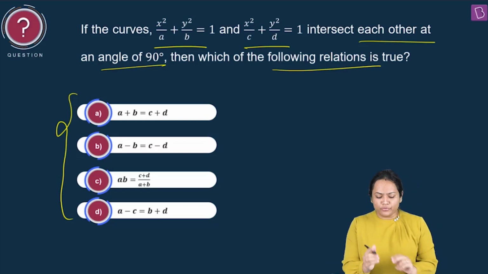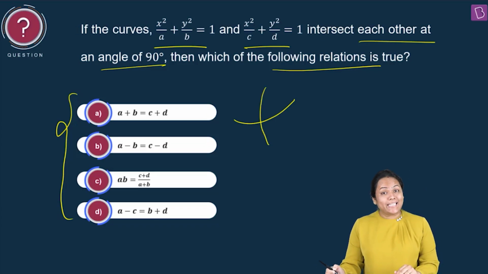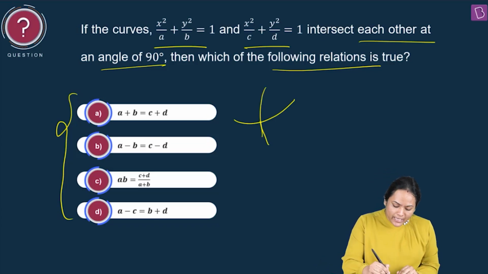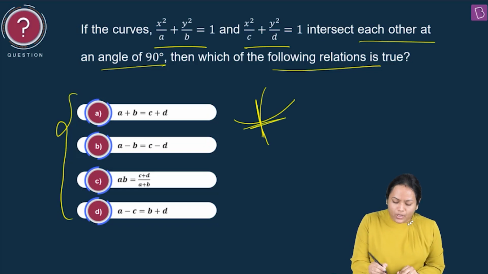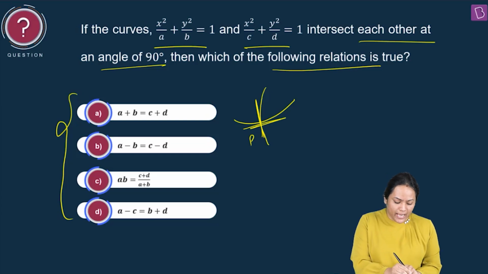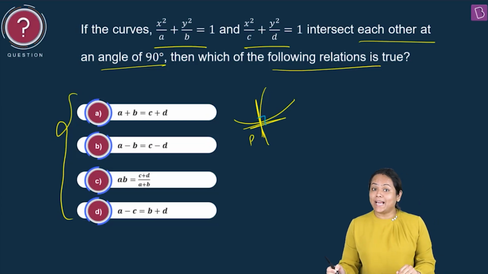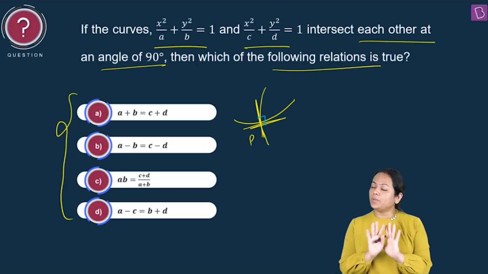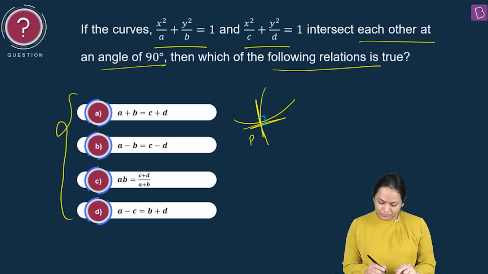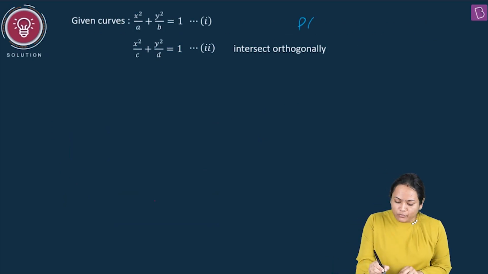Now guys, first of all, if my curves are orthogonal, they are intersecting at an angle of 90 degrees. That means the angle between the tangents, or the angle between the normals, at the point of intersection has to be how much? Well, that has to be 90 degrees, right? So this is the condition we are going to apply. Clear? Perfect. So let's take the intersection point for the curves as x1 comma y1.